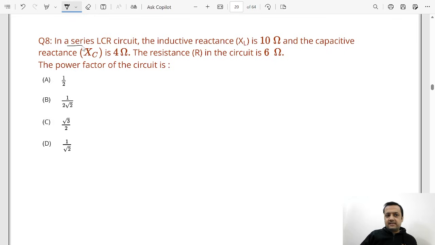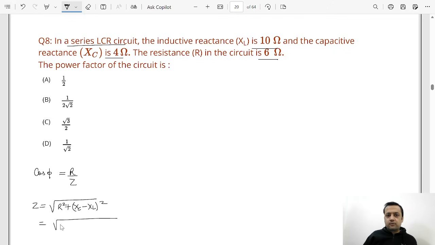Here, in a series LCR circuit, the inductive reactance is 10 ohms, the capacitive reactance is 4, and the resistance is 6. What is the power factor of the circuit? Very simple. We know that power factor is given by cos phi, and cos phi is given by R by Z. Z is nothing but under root of R square plus (XC minus XL) whole square.